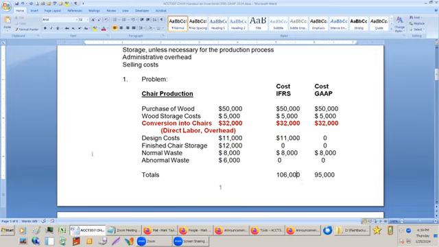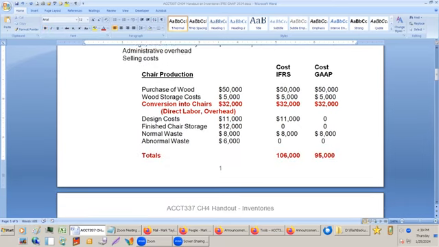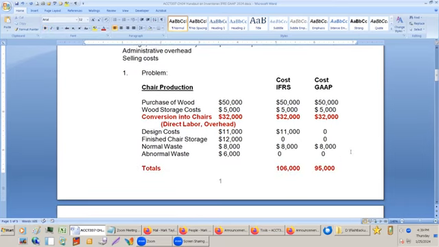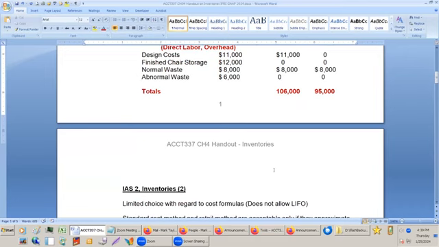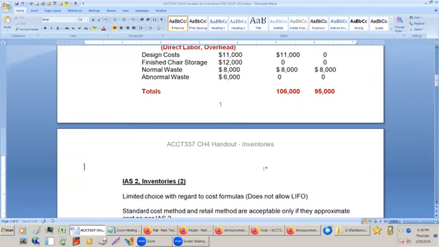Okay, yeah. So if they asked you what would the international standard cost be, it would be 106,000, whereas it would be 95,000 for the cost of GAAP. Question on that? Okay.